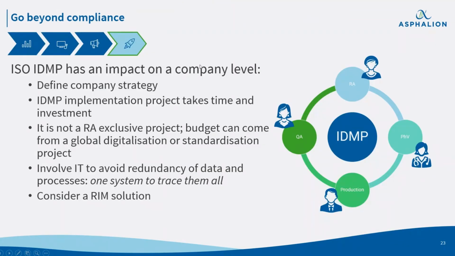Then, of course, we have the last step, and maybe it's the most important one, and it's going beyond compliance. So we have seen how to understand what the EMA will require from us. We have to do all the work of understanding what we have and how we want to have it, and then the different processes that we will follow in order to achieve it. But this is only for compliance, because ISO IDMP will be mandatory at some point, so we have to send all this information of our products.